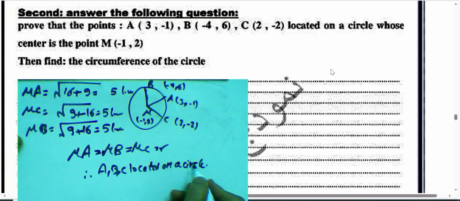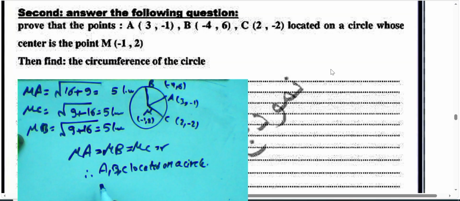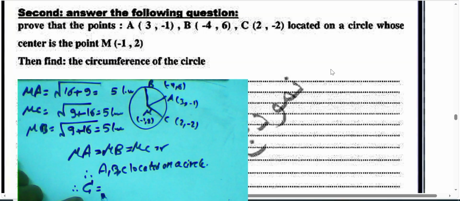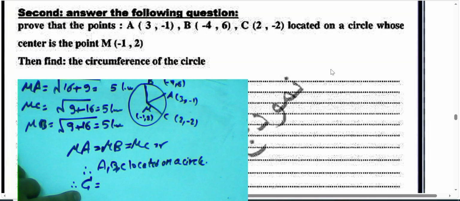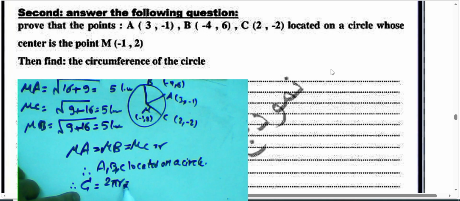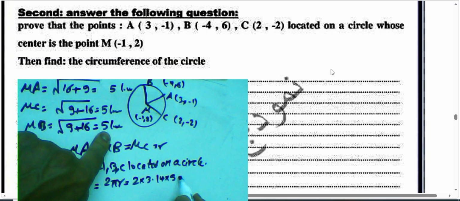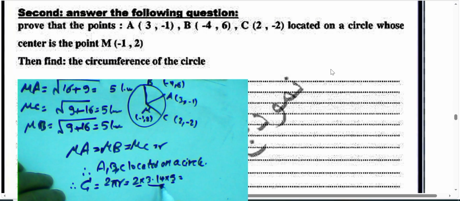Next question, we can find here the circumference of the circle. Circumference of circle equals 2 pi r. 2 multiplied by 3.14 multiplied by radius. Radius was 5. 2 times 5, 10. 10 times 3.14 will be 31 and 4 tenths length units, okay? The perimeter equals 31 and 4 tenths length units.